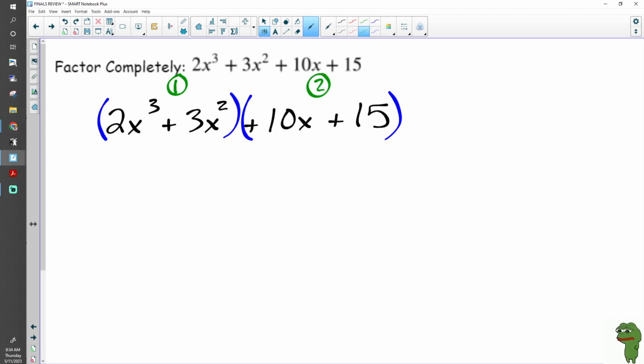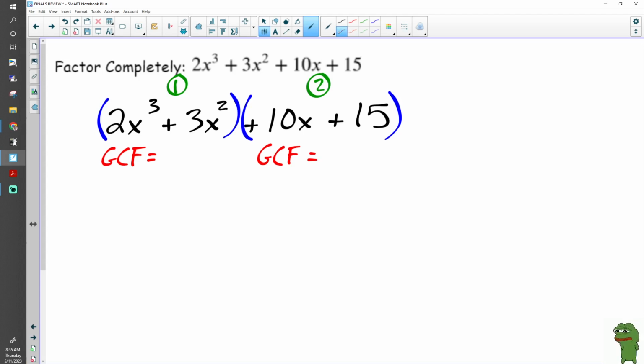Factoring by grouping is done just by doing greatest common factors. We are going to find the GCF of the first group, and we are going to find the GCF of the second group. If we're looking at just the first group, we totally ignore group 2, pretend it doesn't exist. 2x to the third and 3x squared. Can you divide 2 and 3 by anything? No, only 1, which doesn't count as a GCF. But what can you take away from both of them? What do they both have we can take?